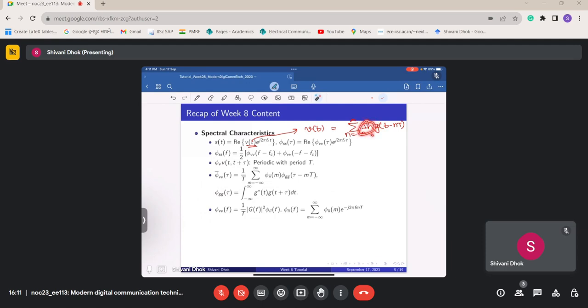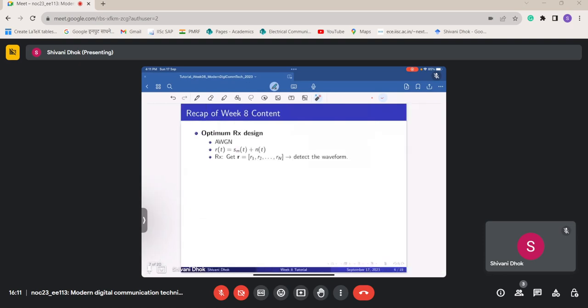This can take value in some particular finite constellation, and it is an information sequence, and this is the entire information signal that is being transmitted. And we are looking at the PSD, the power spectral density, the spectral characteristics of these signals. After looking at that, we went ahead and started to look at optimum receiver design. In that, we didn't go ahead with the receiver designing process.